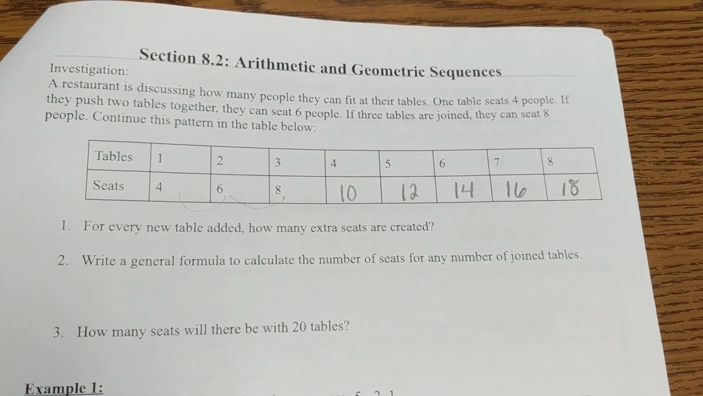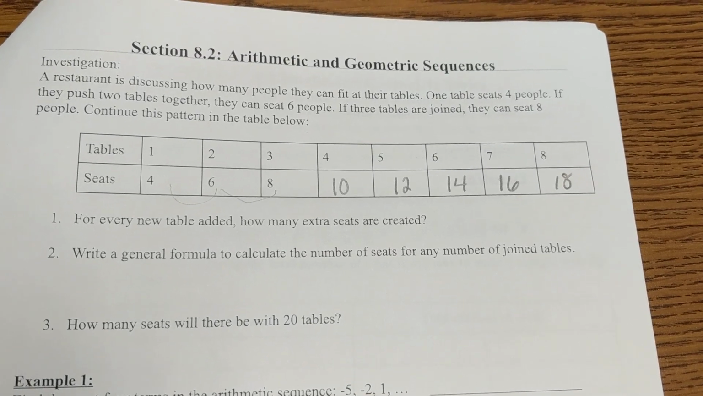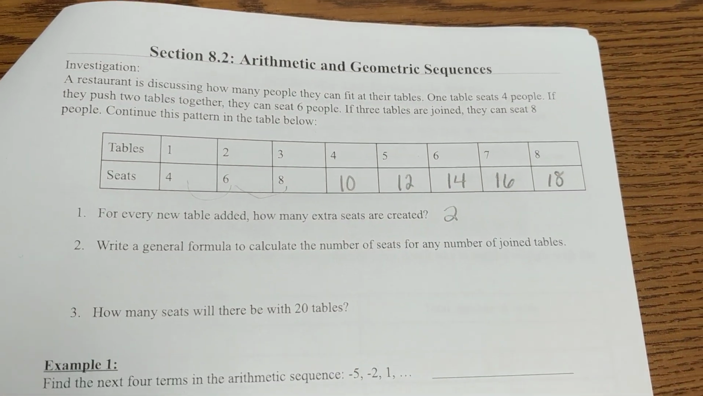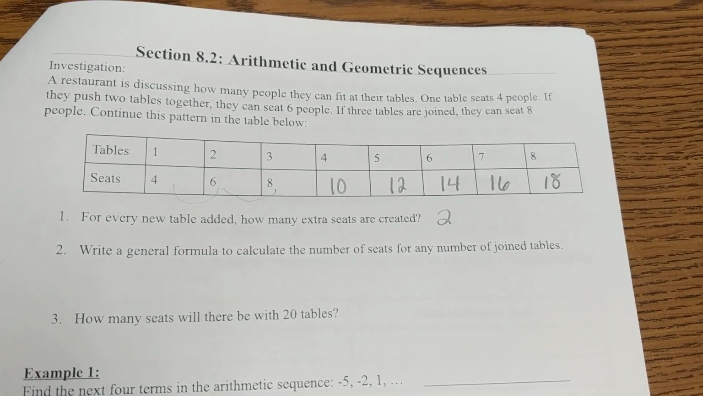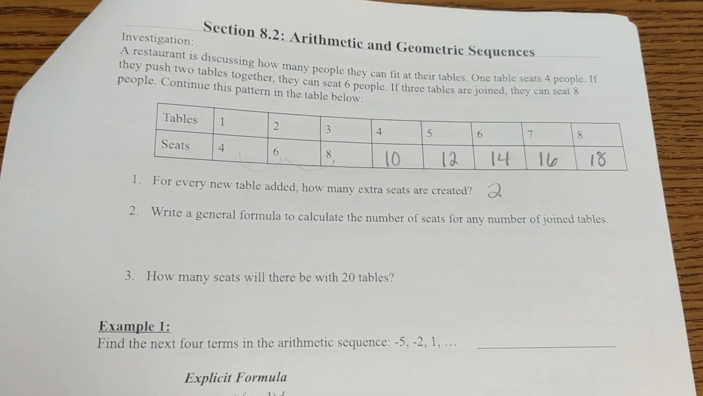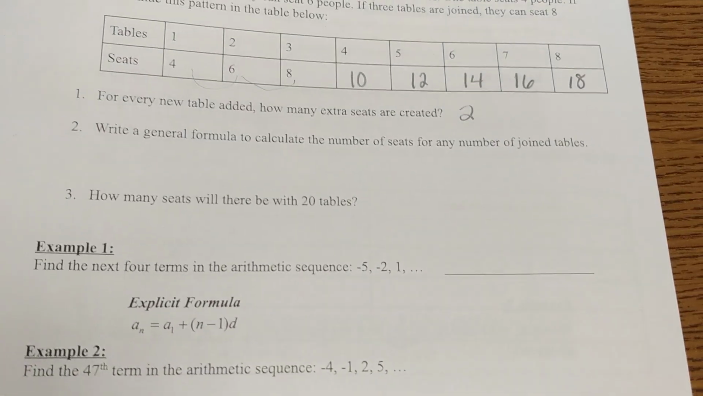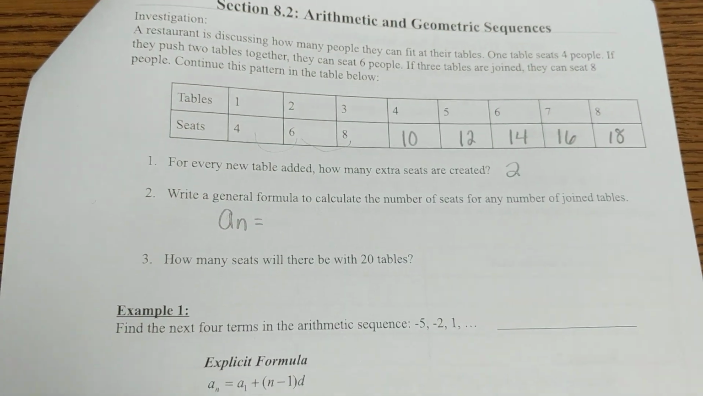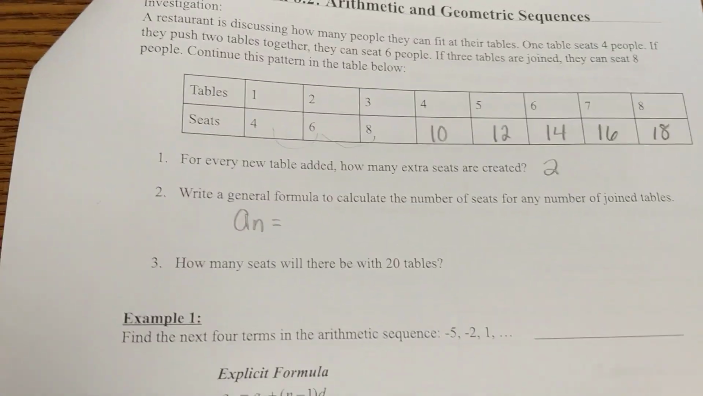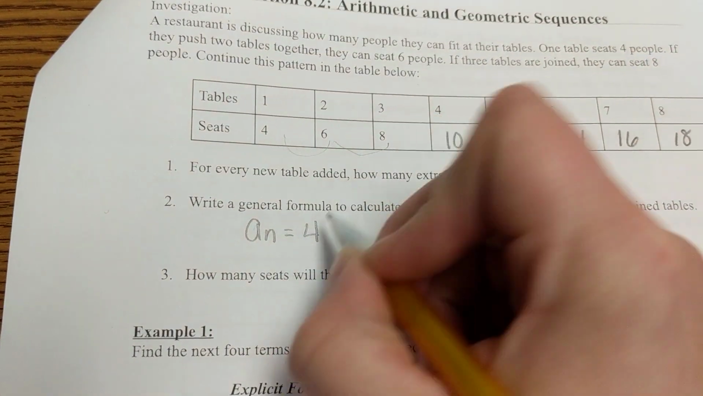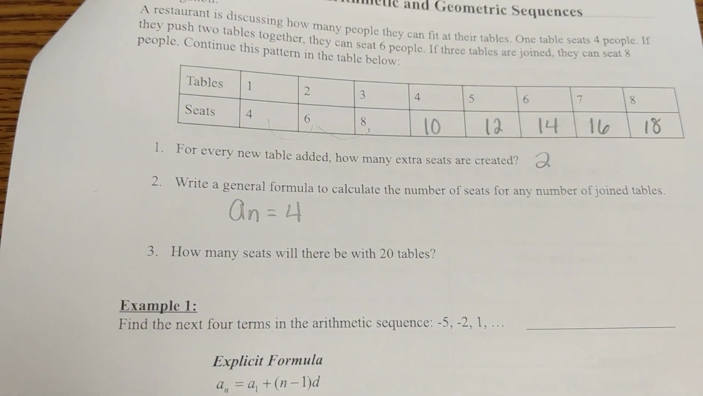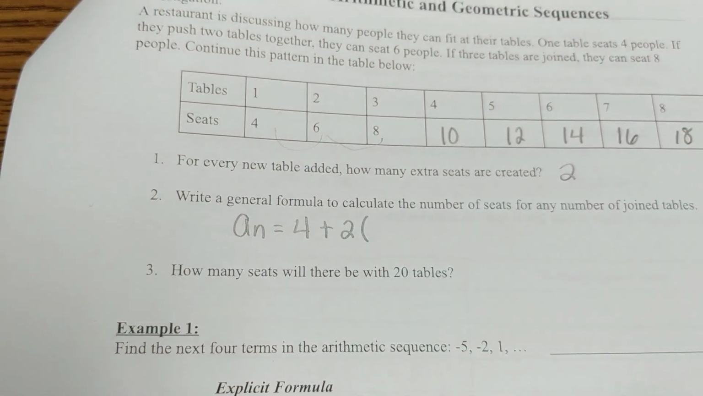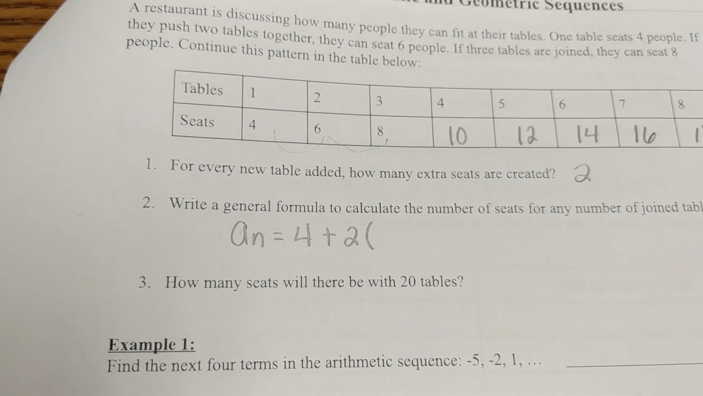it says for every new table added, how many extra seats were created? So we get 2 new seats for every table added. So we are going to write a general formula to calculate the number of seats for those joined tables. So again, because it's arithmetic, we're adding every time. We're going to use that a sub n. And our initial amount we started with was 4. And then we were adding 2 times n in this particular case.